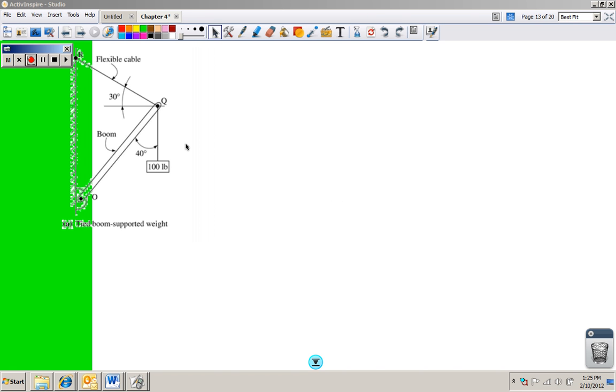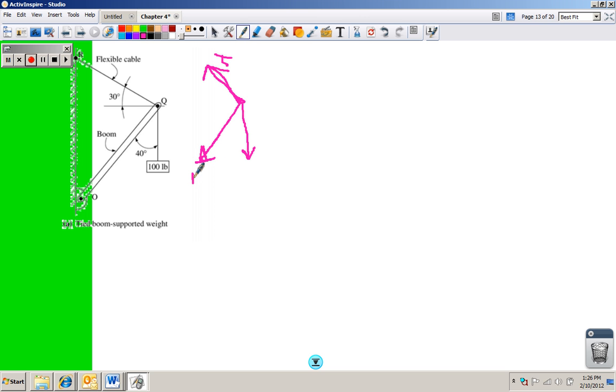Okay, so this is example 4 from your book. Let's start by drawing the free body diagram. We are supposed to find the tension in the cable and the force in the boom. So we have a tension acting in this direction, a weight pulling down, and a boom with a force in it going that way.